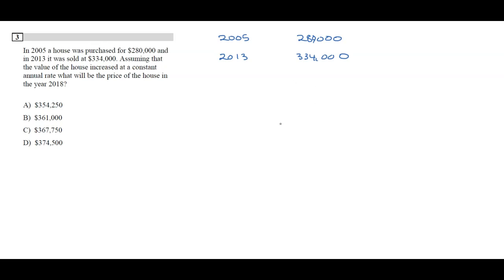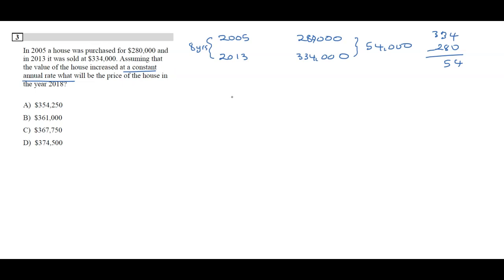Okay, so what's happening here is we have 8 years, and if you subtract 280 from 334, you are left with 54. So you have 54,000. Take note of this constant annual rate. So we go from a $54,000 increase in 8 years.